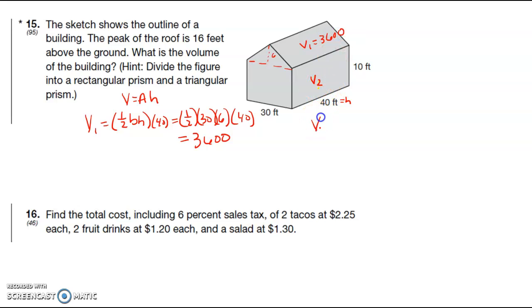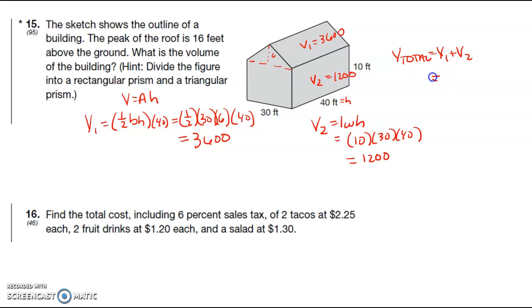And then V2 is just length times width times height. Length times width is the area of the base, times the height. So we have 10 times 30 times 40, which is 1,200. Then I need to add them together to get the total. So 3,600 plus 1,200 is going to be 4,800 feet cubed.